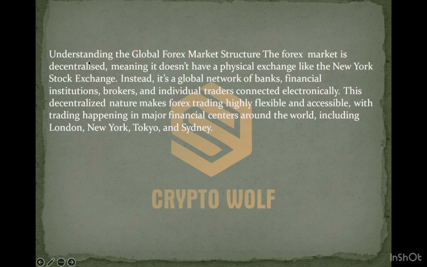All right. So, understanding the global forex market structure: the forex market is decentralized, meaning it does not have a physical exchange like the New York Stock Exchange. Instead, it is a global network of banks, financial institutions, brokers, and individual traders connected electronically. This decentralized nature makes forex trading highly flexible and accessible, with trading happening in major financial centers around the world, including London, New York, Tokyo, and Sydney. So what this means is that forex is decentralized, meaning it doesn't have a physical exchange like the New York Stock Exchange. It means that the market is there for everyone to go and trade.